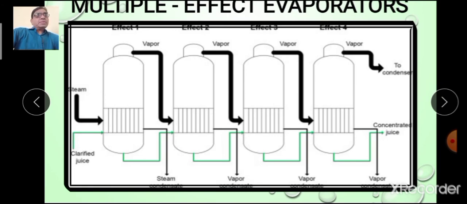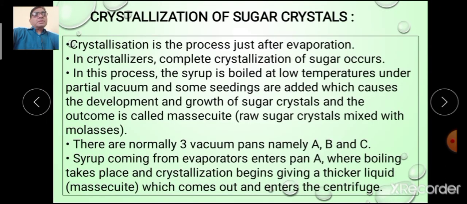Now this concentrated juice, that is the syrup, is further taken for crystallization, because it is saturated, and you know that when a solution is saturated, crystallization may take place. Crystallization is a process carried out after evaporation of the water, and this is done in the crystallizers.